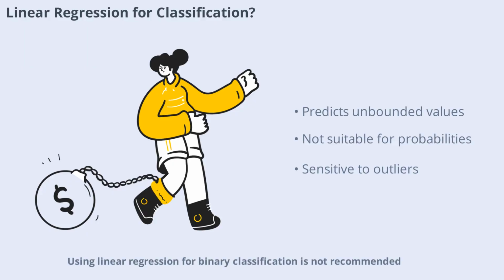Using linear regression for binary classification is not recommended. Linear regression predicts continuous values which can range from negative to positive infinity. Probabilities, on the other hand, must be between 0 and 1. Additionally, linear regression is sensitive to outliers, which can shift the decision boundary and lead to misclassifications.